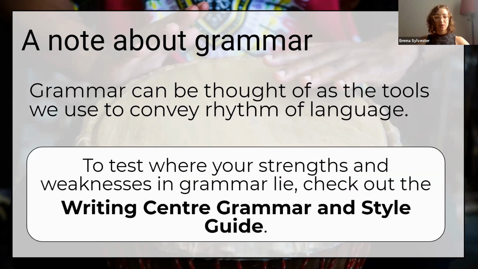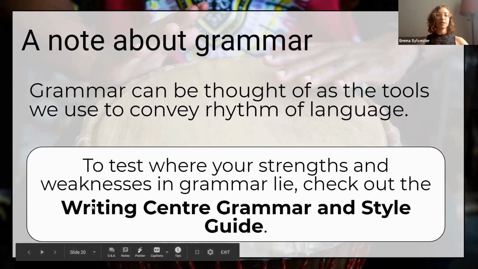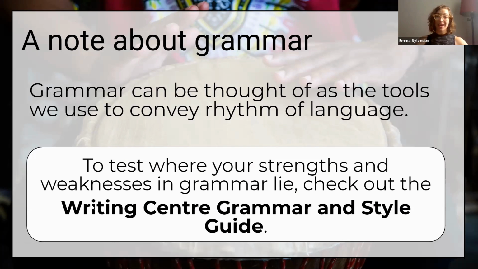To test where your strengths and weaknesses in grammar lie, check out the Writing Center Grammar and Style Guide. This is available online on the Writing Center website. It's also available in Brightspace underneath the Writing Issues and Revisions subsection on the content. This is a really large document that discusses various rules of grammar. It includes exercises and has answers at the back of the book. So you can test them out if there's something you feel particularly uncomfortable with, and then you can see where you have the most space for improvement.